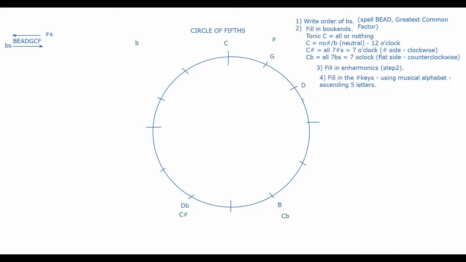D, E, F, G, A. A, B, C, D, E. E, F, G, A, B. Okay, so this work that we did prior is helping me check that I'm doing it correct. B, in fact, has 5 sharps. All right, let's keep going.